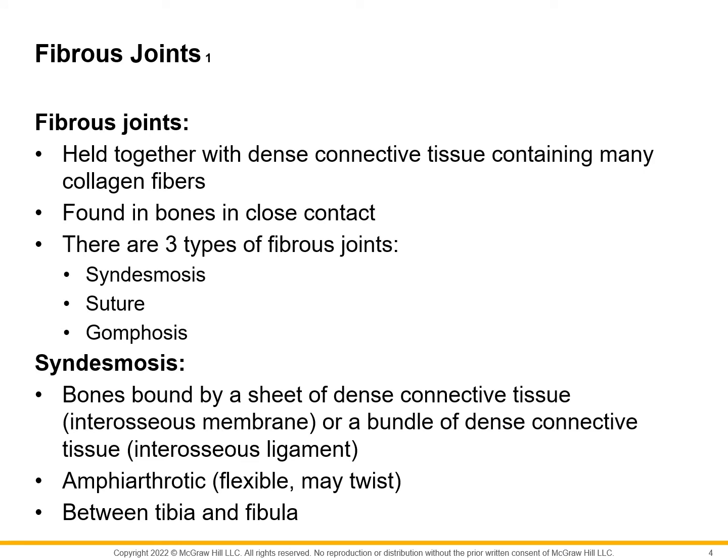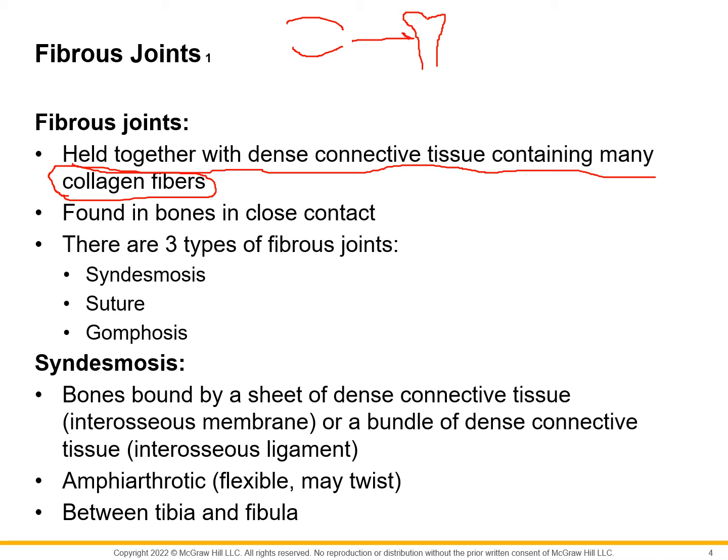So now we look at the structural classification, and the first one we look at is called fibrous. Fibrous joints are held together by dense connective tissue, which is another way of saying fiber, containing many collagen fibers. Now, before we go much farther, I want you to know that if I have a muscle and a bone, the thing that holds them together is called a tendon. If I have a bone connected to a bone, this is called a ligament.